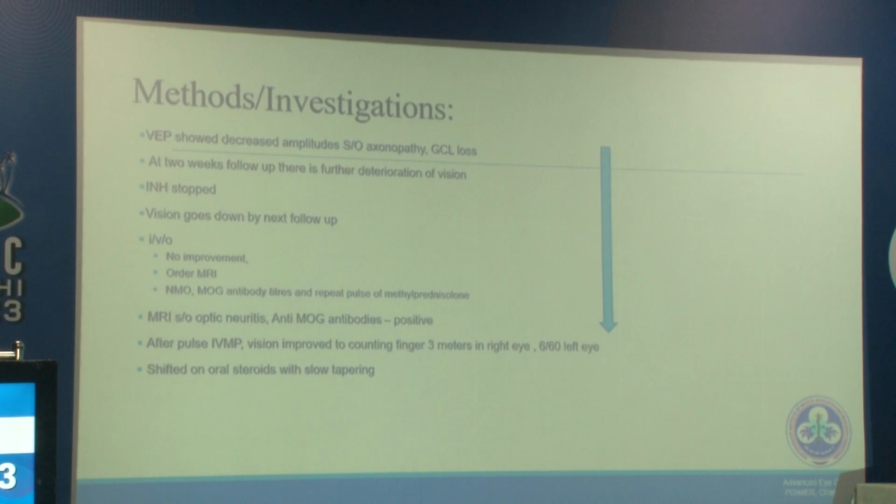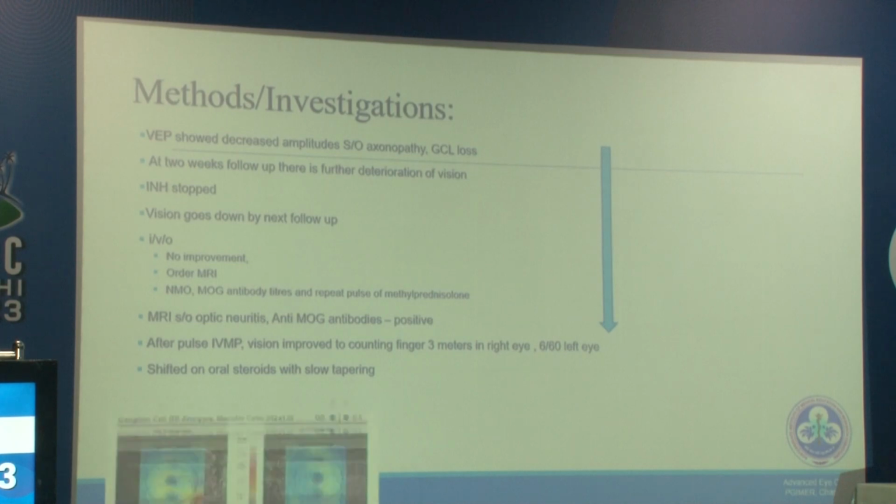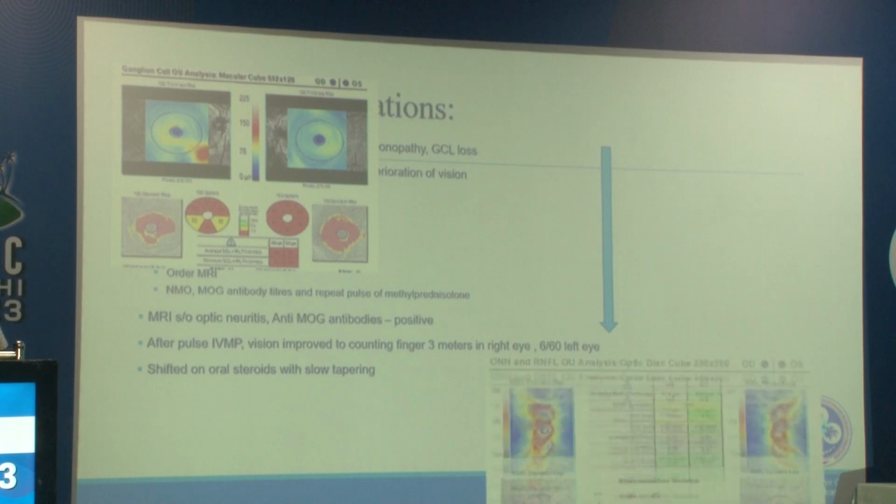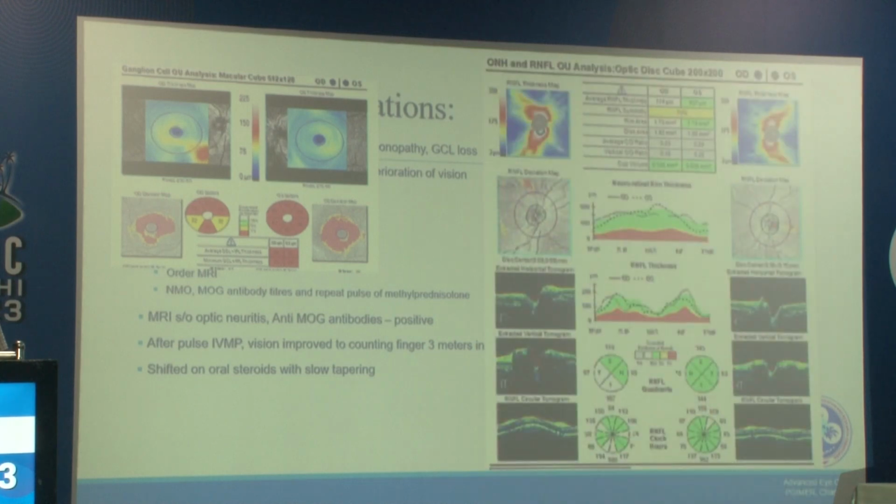She comes back with an MRI which has enhancement in the retrobulbar region, which is suggestive of optic neuritis now. Her anti-MOG antibodies come out to be positive. She regains vision of counting finger at 3 meters and 6/60 in the left eye. After the pulse methylprednisolone, she was shifted to oral steroid with slow tapering. Now this is the severe GCL loss which is coming up. Probably this is again favoring a MOG optic neuritis. But she has no RNFL loss here.